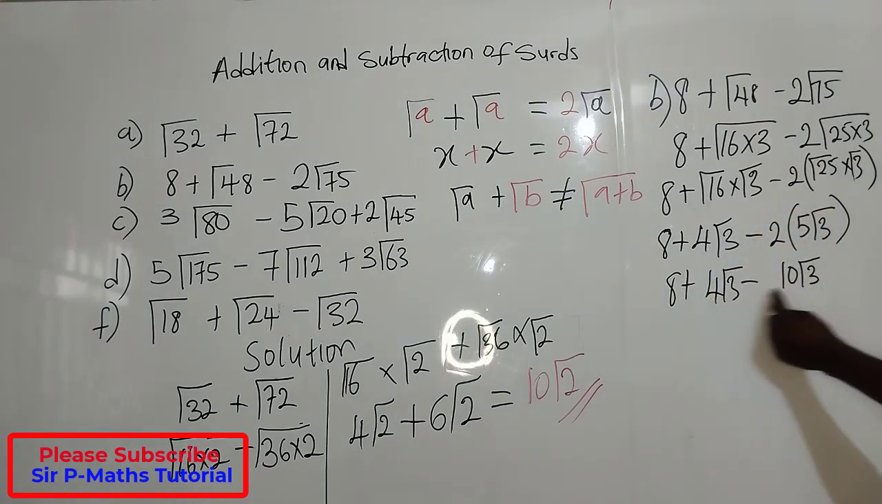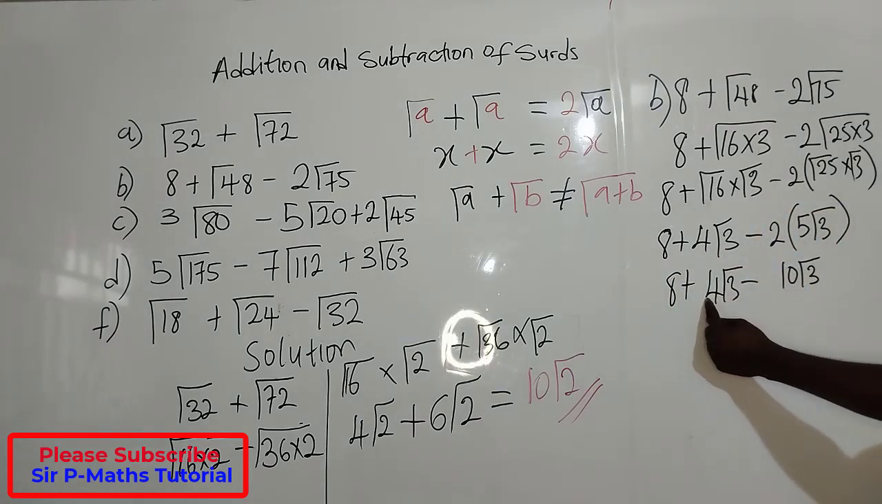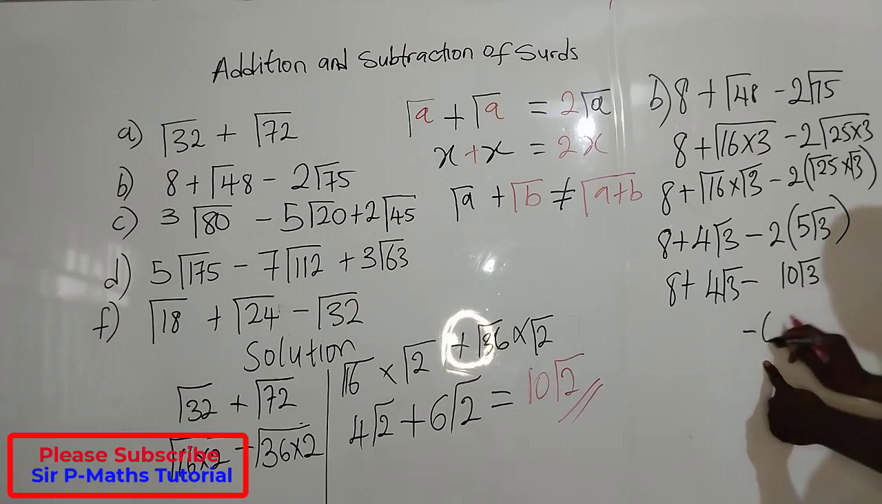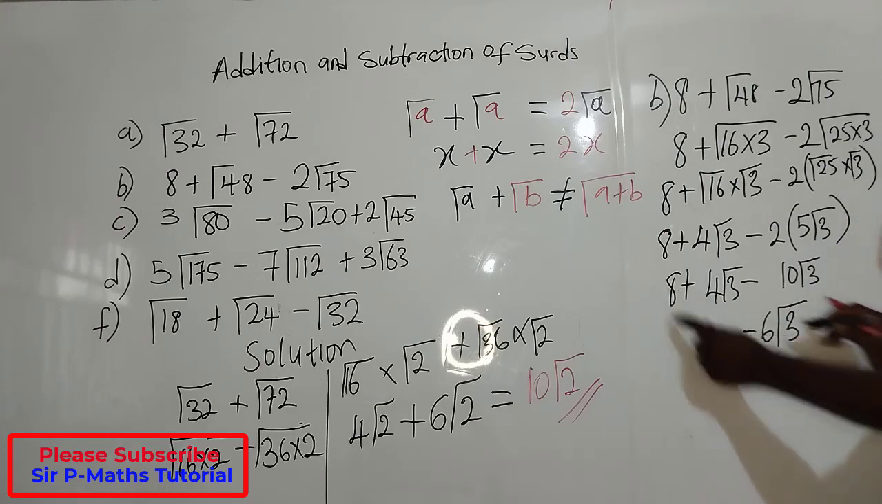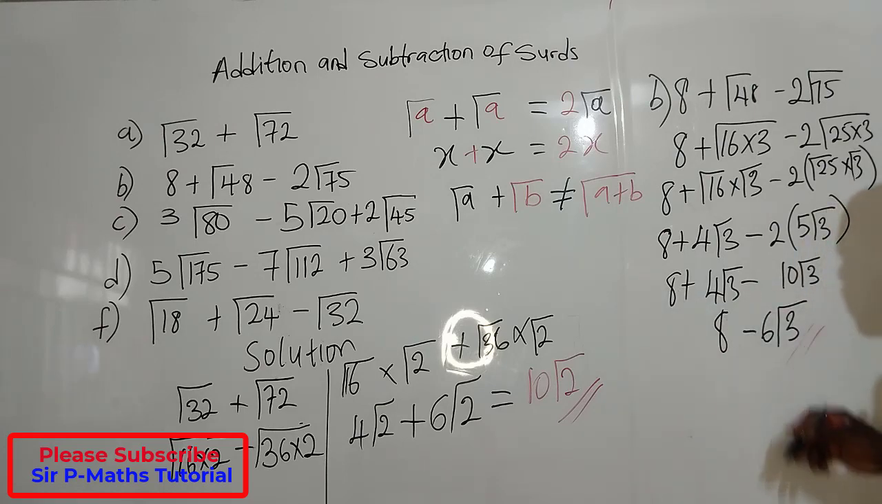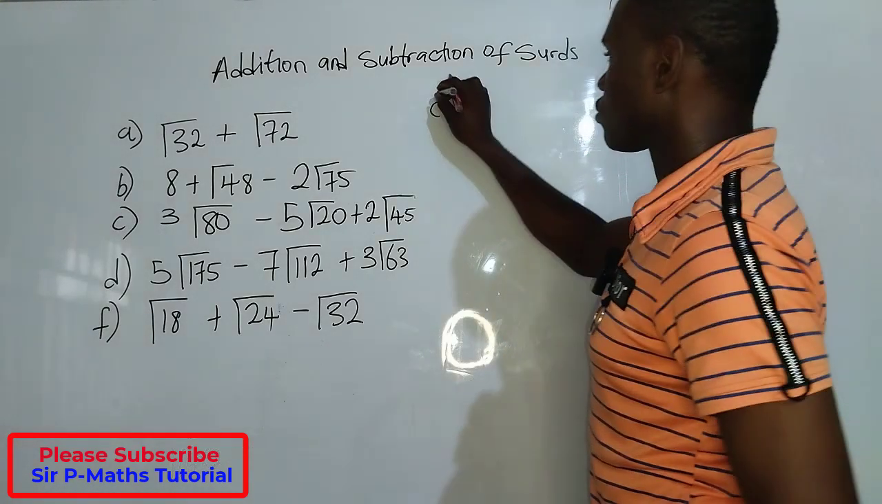Then at this point, coefficients will operate. 4 minus 10 will give me minus 6. The roots are the same. Therefore, I will take one. Bring down 8. This becomes my answer. Let's solve the third one.